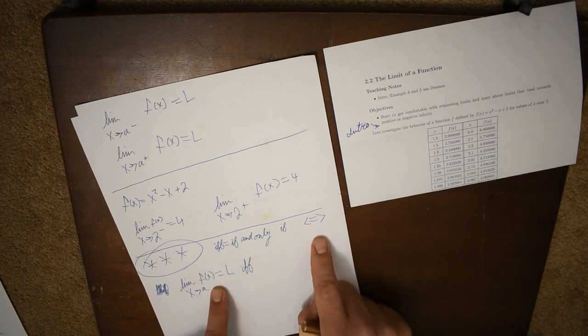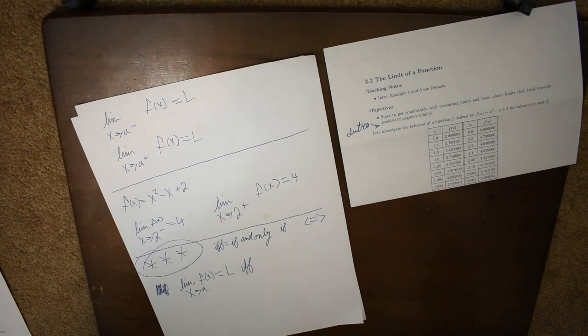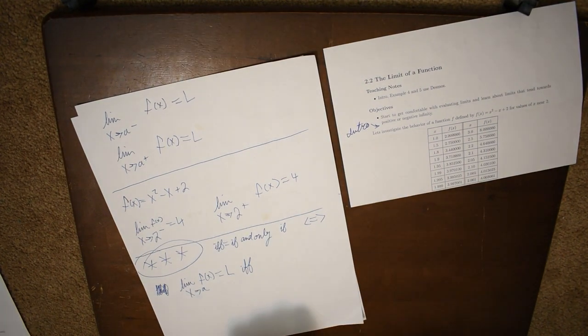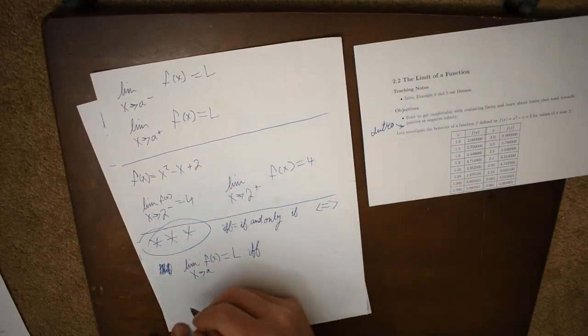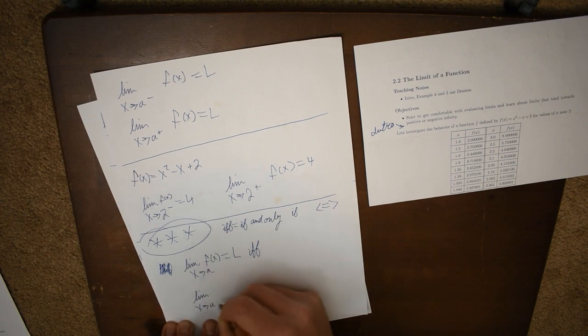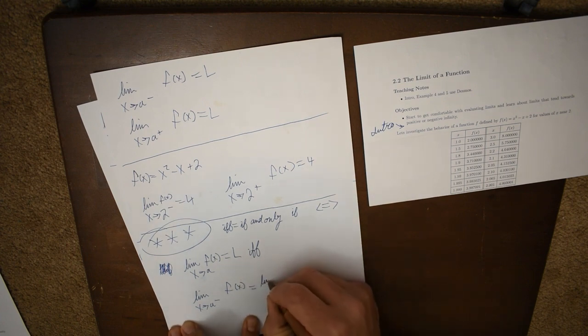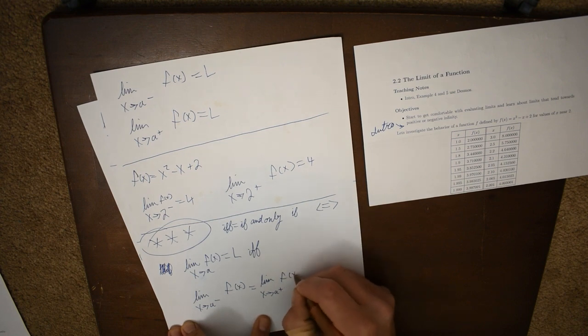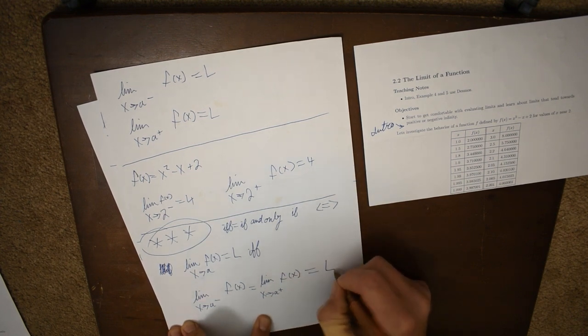So the limit of a function as x approaches a is equal to L if and only if the limit as x approaches a from the left of f of x is equal to the limit as x approaches a from the right of f of x, which is equal to L.